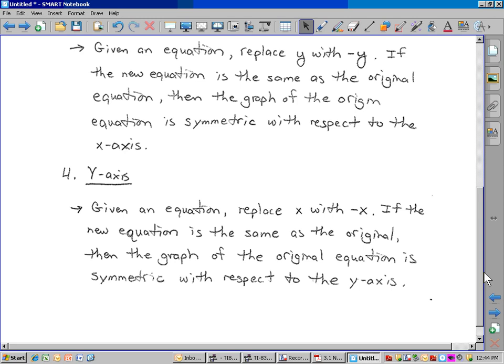One last time, x-axis, replace y with negative y. y-axis, x with negative x. Okay? That's what you've got to get in your head. Anybody still copying? Good. There's two more.